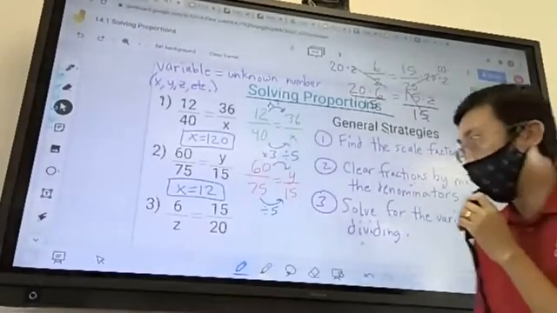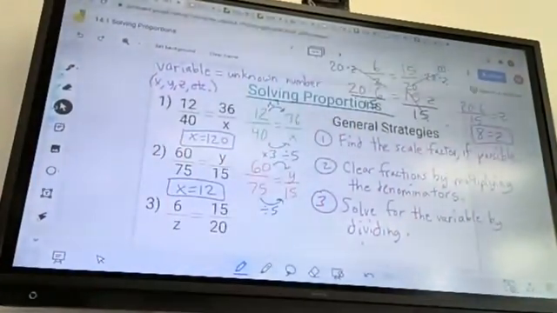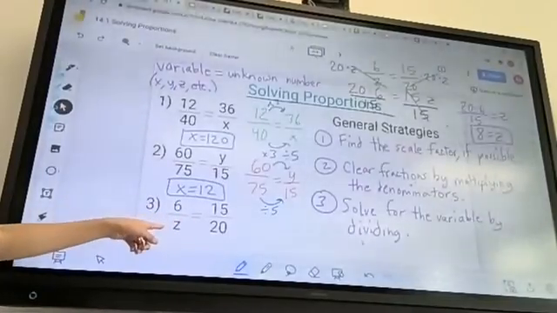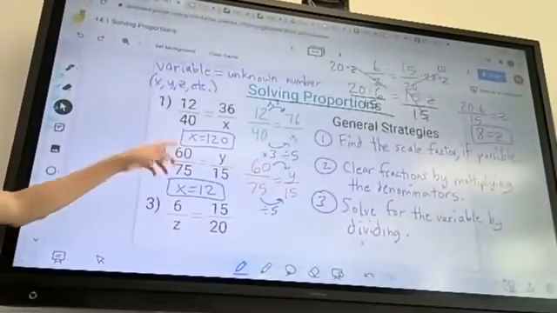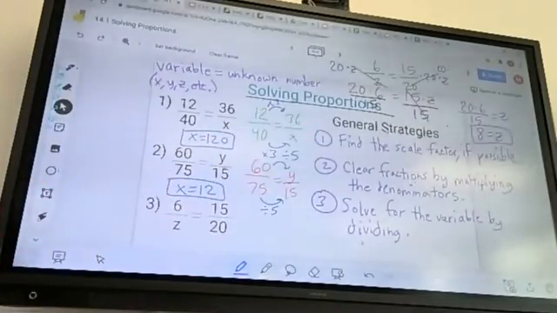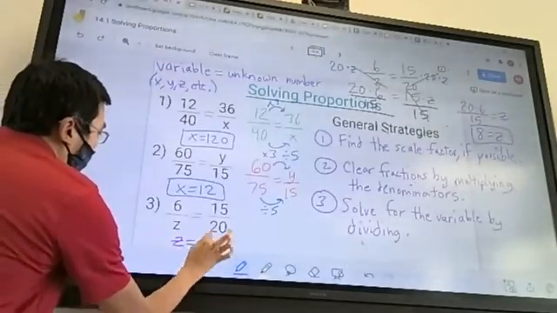Okay. If you looked at this original proportion, you couldn't tell that the answer was 8. But if you start following all the strategies, you'll figure out that it's proportional with each other. So z is equal to 8.